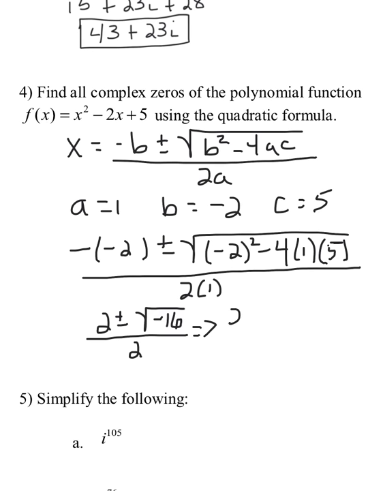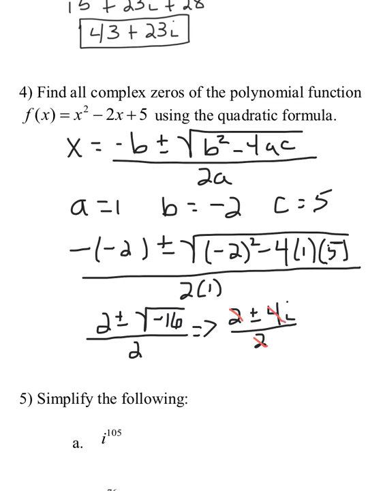So I'm going to have 2 plus or minus, and then my square root of negative 16 is really the square root of 16, which is 4, and the square root of negative 1, which is i, all over 2. And now I'm going to reduce. What happens here when I reduce is that every number that I have in my fraction is divisible by 2. So I can reduce these and this one.